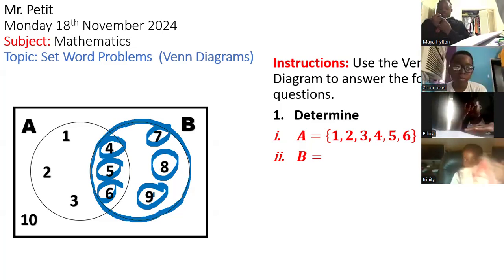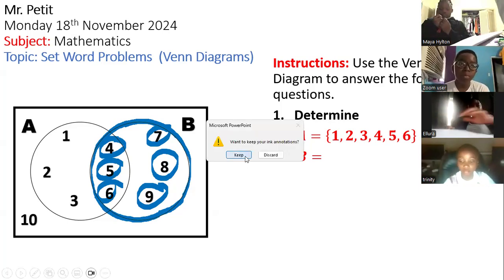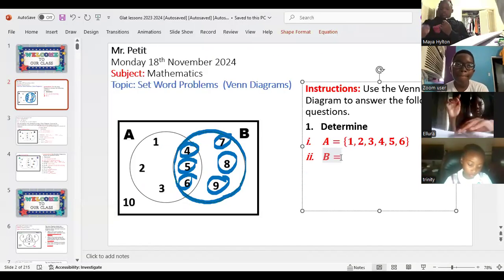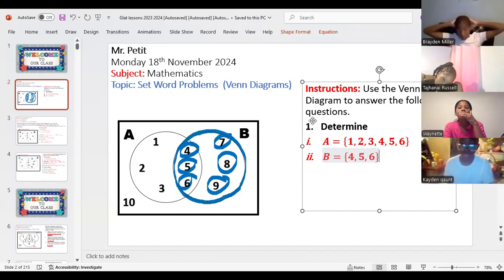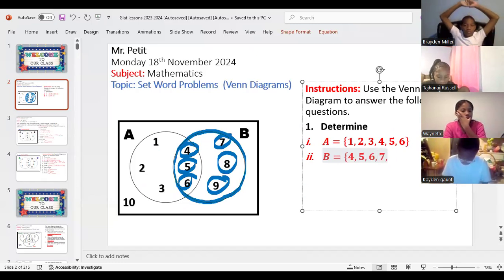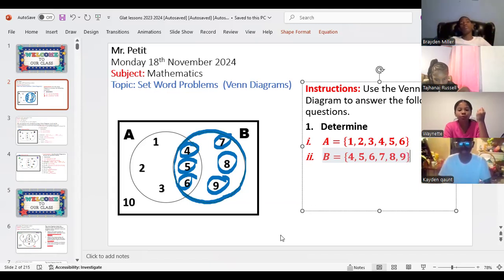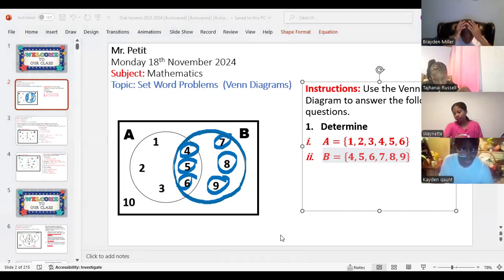All right, so let's write that down. All of B is going to be equal to 4, 5, and 6. Okay, good. Oh, and what did we forget? We forgot 7, 8, and 9. Do you all understand that? Let me know, please, if you all understand that. Yes, sir.